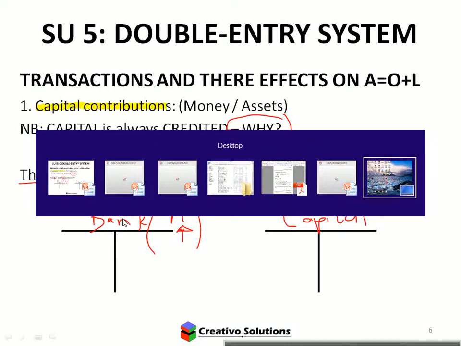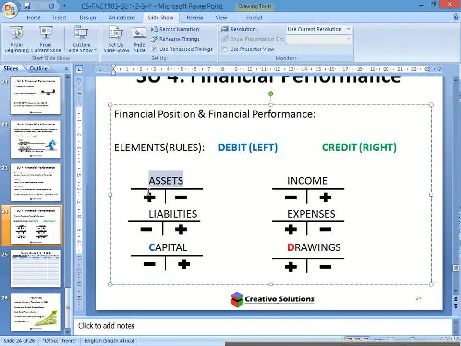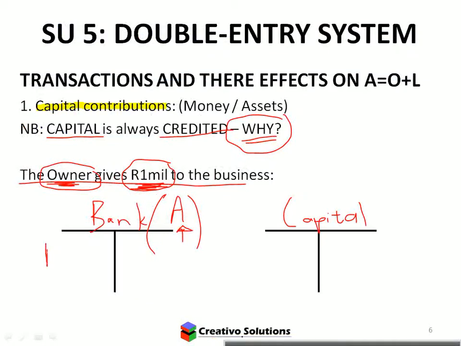So your bank account increases. Which one was it? This one. Assets increase where? Here. And now you know what to do with this. Debit, $1 million. And that's the working.